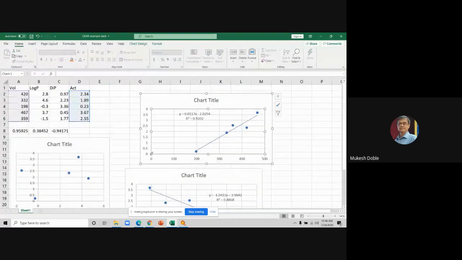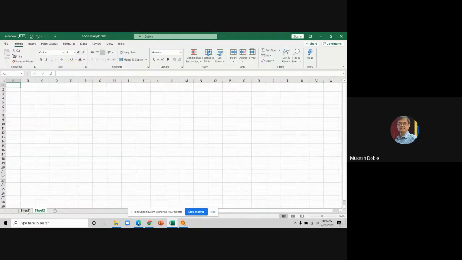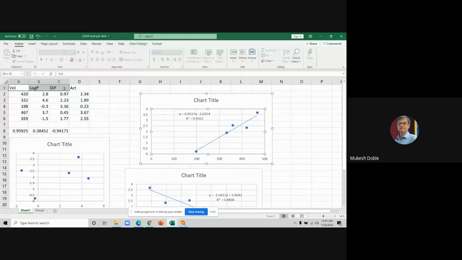So in this problem, if you remember, we took all the 5 points and made our model. That's not a good idea at all. We should take 4 points, make a model, and then try to predict for the 5th point and see how good the prediction is. Okay, so let's try that. We'll take this problem and go to the next worksheet.